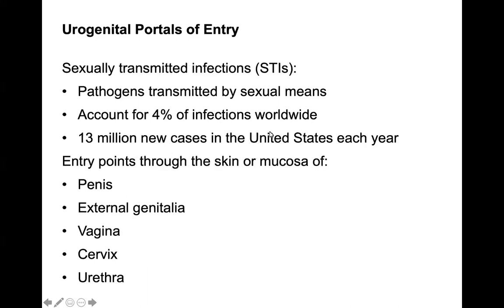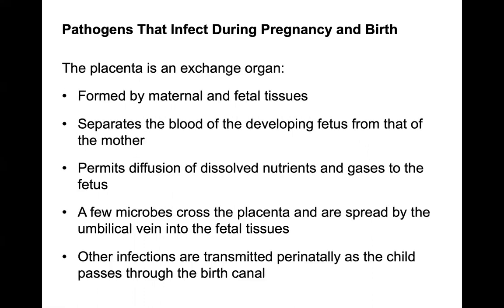The urogenital tract, this would be things like STIs, sexually transmitted infections. Pathogens are transmitted by sexual means. They account for 4% of infections worldwide, 13 million new cases in the US each year. Entry points include the skin or mucosa of the penis, external genitalia, vaginal tract, cervix, and urethra. You can also get pathogens that infect during pregnancy and birth.